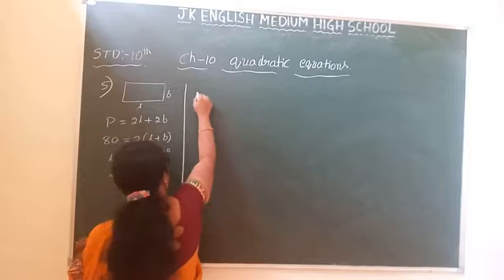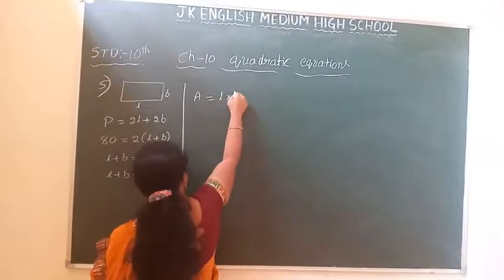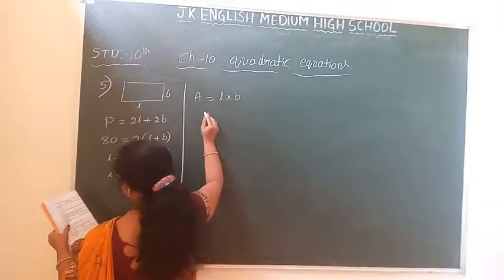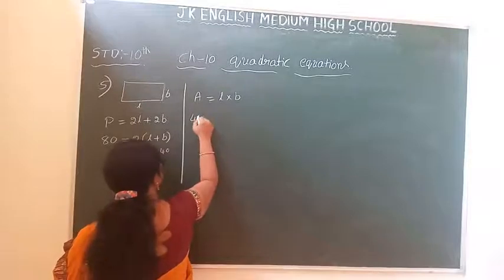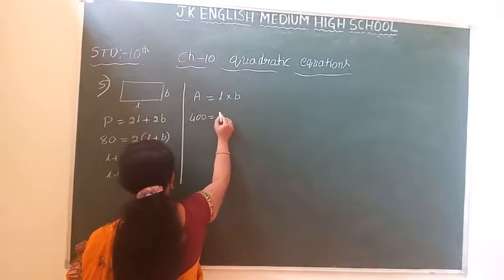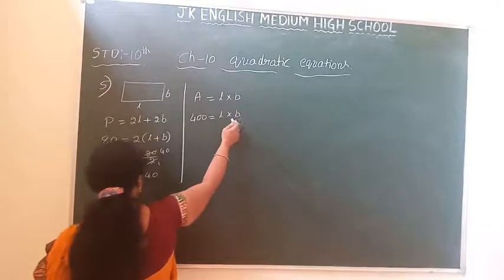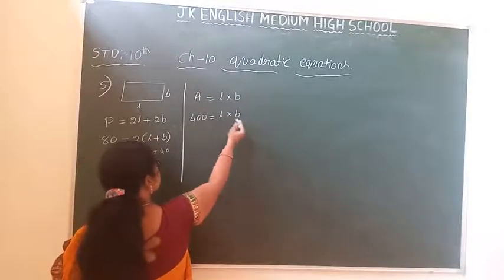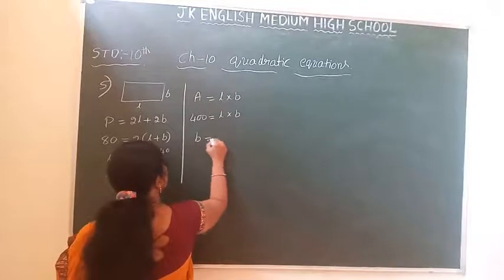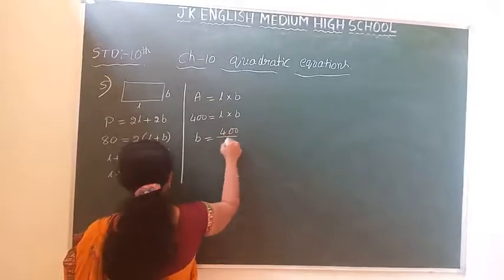They gave the area of a rectangular field is equal to l into b. That is 400 meter square. So this is equal to l into b. Now I have to convert it in the form of b or l. b is equal to 400 divided by l.